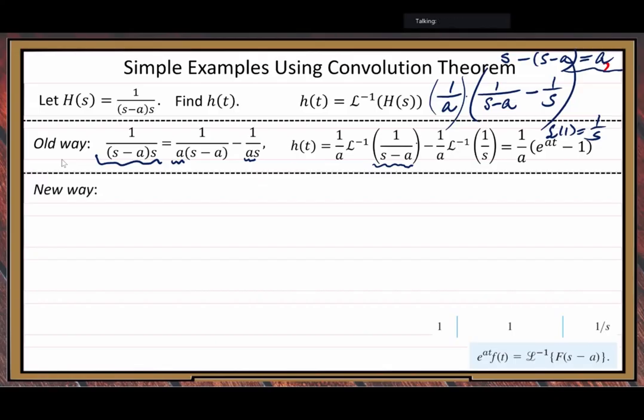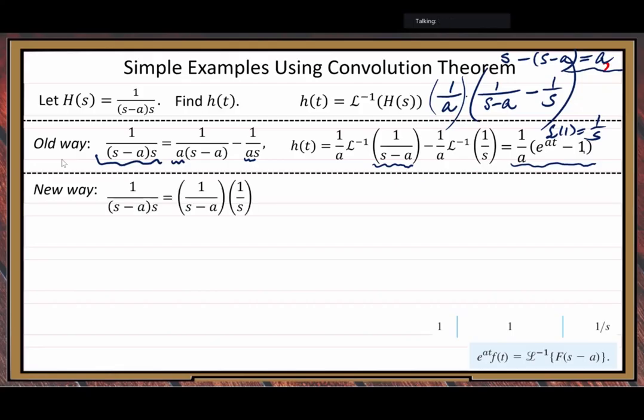So the two terms, the result. That's our old way, without using the convolution, so we can calculate it. Not very hard. But the second way, we want to verify the convolution theorem.